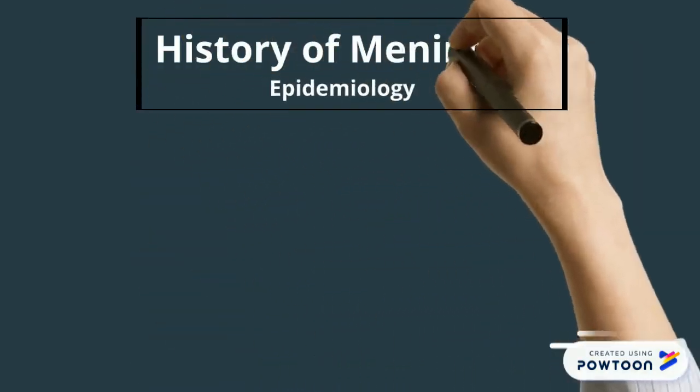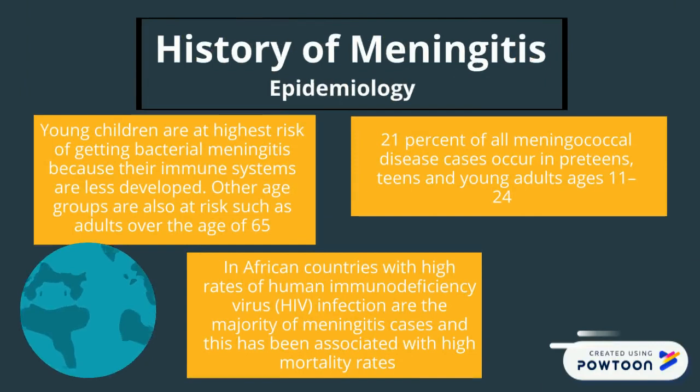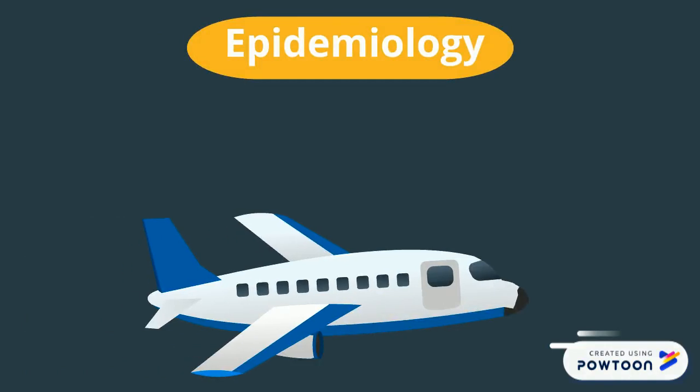Young children and adults over the age of 65 are at the highest risk of getting bacterial meningitis. 21% of all meningitis disease cases occur in preteens, teens, and young adults ages 11 to 24. African countries with high rates of HIV infection have the majority of meningitis cases and have been associated with the highest mortality rates.